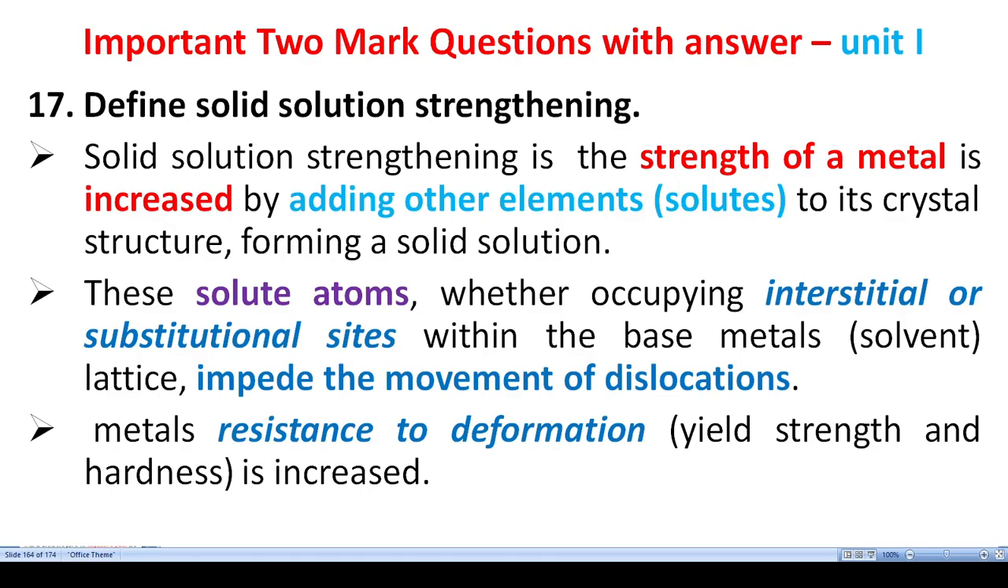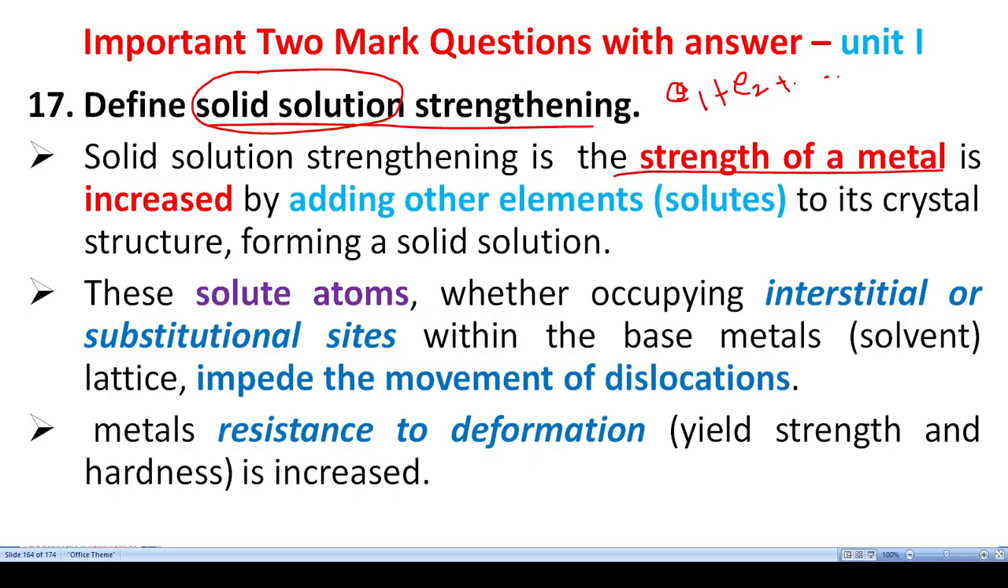Next, define solid solution strengthening. What is meant by solid solution? Solid solution means mixing of elements: one element plus another element. The strength of a metal is increased by adding other elements to the crystal structure, forming a solid solution. So it is a mixing of two elements.